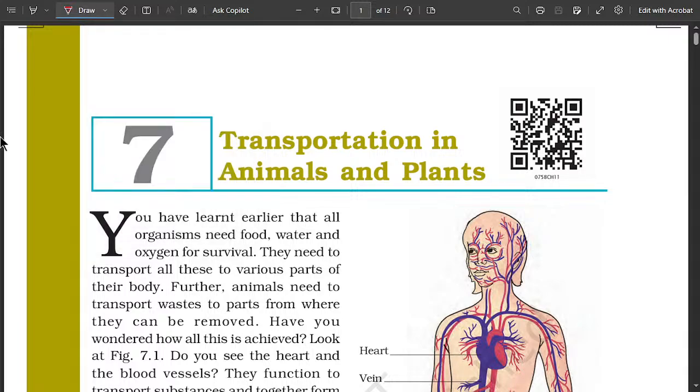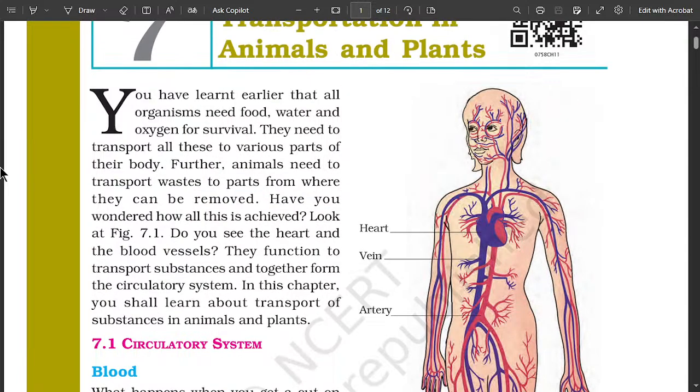Transportation in animals and plants. We have learned earlier that all organisms need food, water, and oxygen for survival. They need to transport all these to various parts of their body. Every organism needs these three essentials for their survival, and these need to be transported.